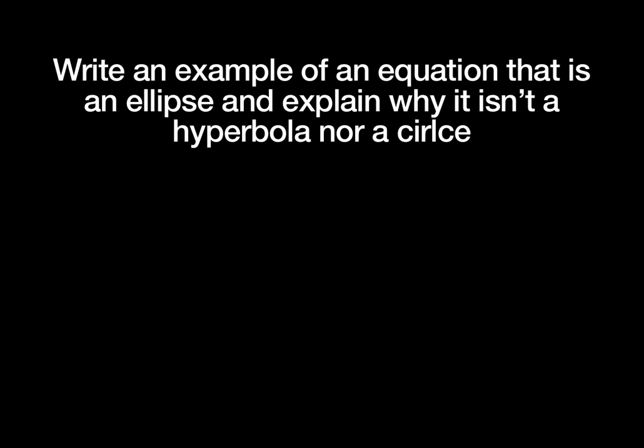Write an example of an equation that is an ellipse and explain why it isn't a hyperbola or a circle. This was the last class where we met, where you have to remember, all right, what does it mean to be an ellipse? To be an ellipse means that the x squared term and the y squared term are both positive, but the coefficients are different.